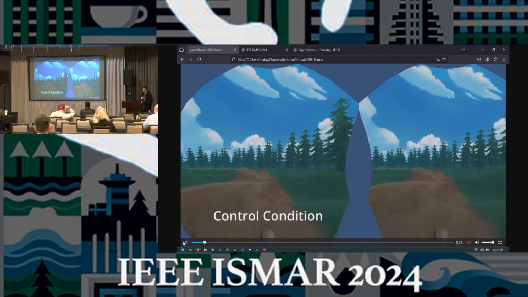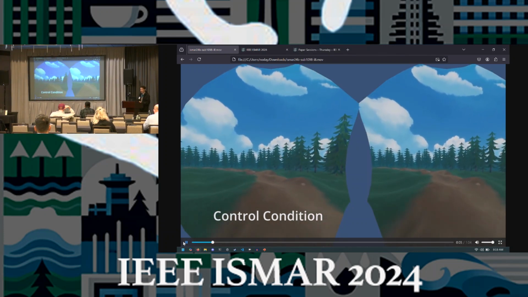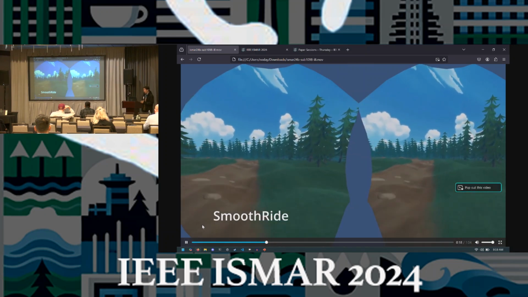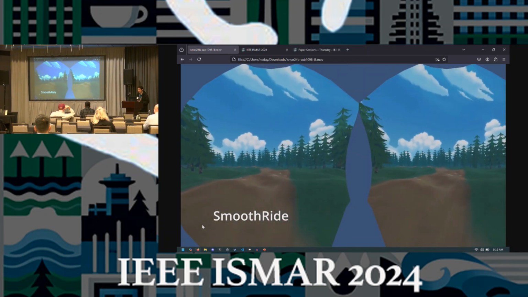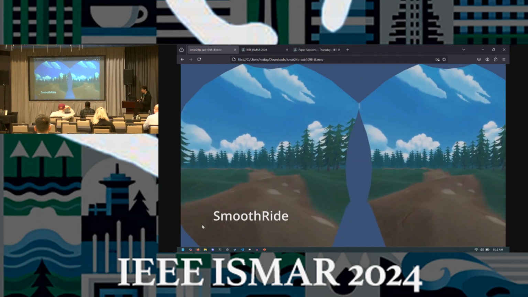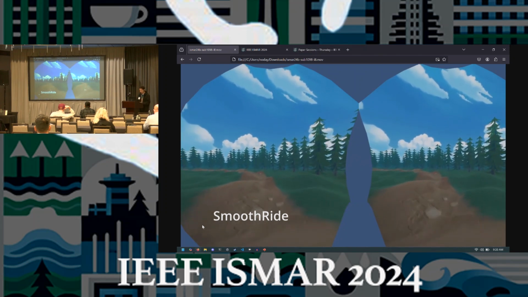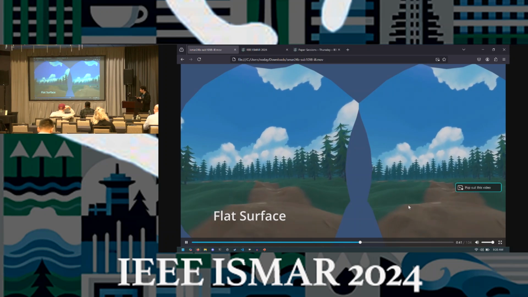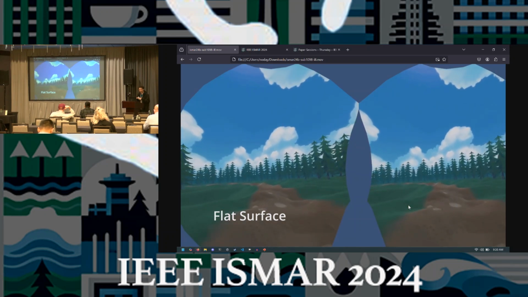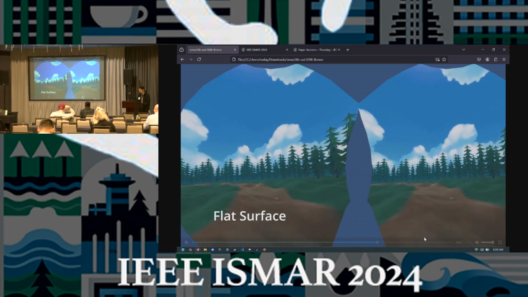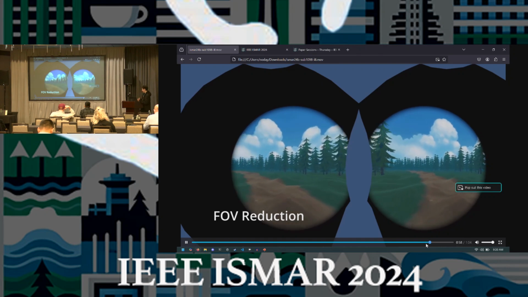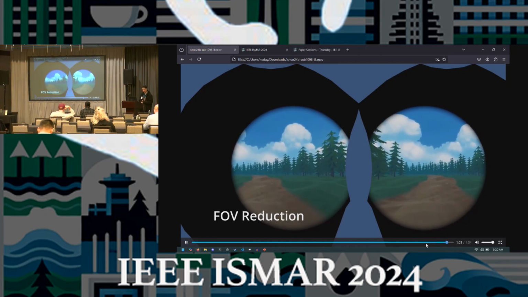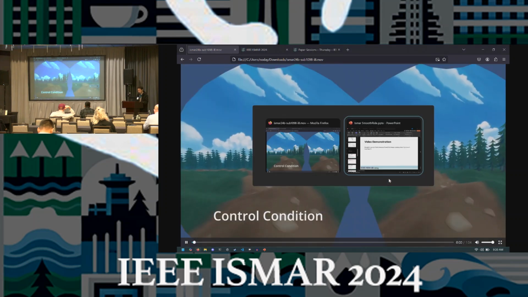So here we have the control condition. We can see that the user is kind of bumping up and down with the terrain here. Here we have SmoothRide, where we are moving up and down with the terrain again, but it's more remedied, it's smoother. We're not bouncing along with the sharp vertices as we go. We have the flat surface approach, where that invisible surface is embedded in the terrain. Our level of elevation doesn't change at all as we move. And then finally, we have FOV reduction, which is essentially the control condition with a FOV reduction filter slapped on top.